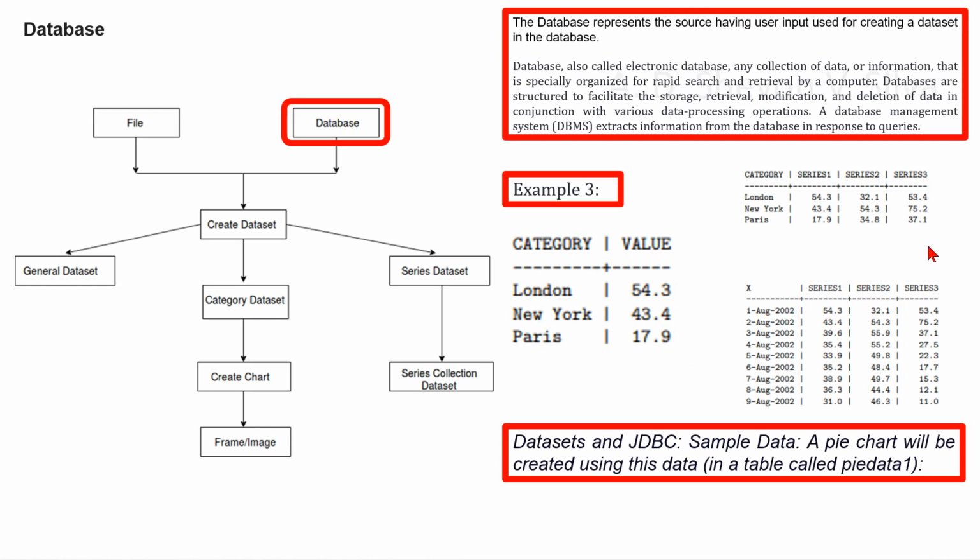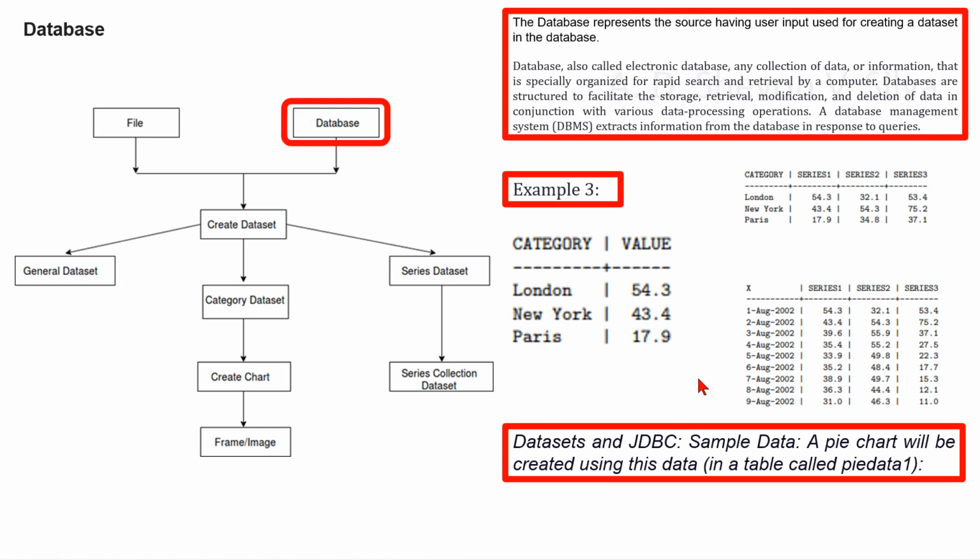Similarly, a bar chart will be created using this data in a table, for example the table called categorydata1. Finally, a time series chart will be generated using this data, for example in a table called xydata1. You should set up a test database containing these tables. For example, ask your database administrator to help you if necessary.